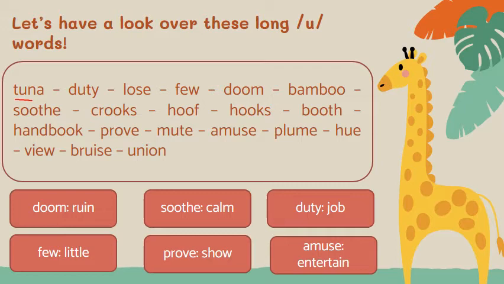What do we mean by doom? Doom means ruin, to ruin something. Few, when we say few, we mean little. Soothe means calm. Prove, to prove something, to show. Duty means job. Amuse means entertain.